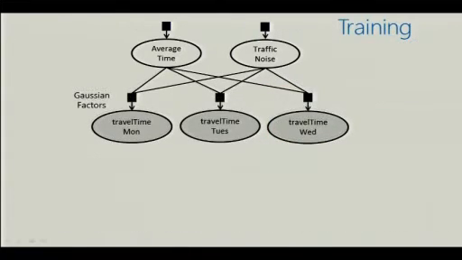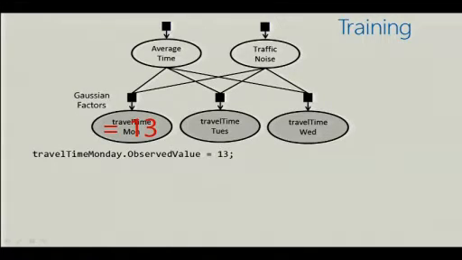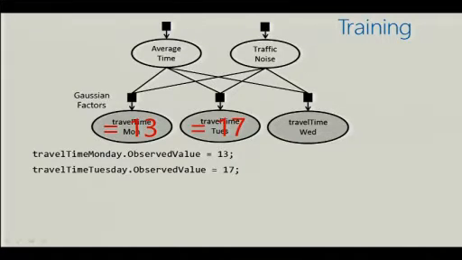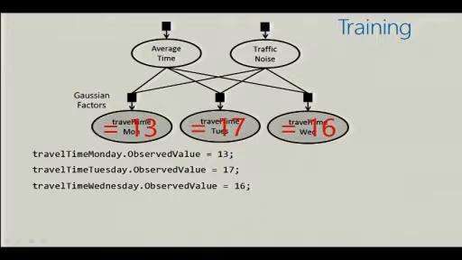Now that we have a model, we can train it. So we know that on Monday it took 13 minutes. And so we say travel time Monday is now no longer random, it's an observed value of 13 minutes. And similarly, it took 17 minutes on Tuesday and 16 minutes on Wednesday. So here's our training set. And ideally, you would do this over many, many more data points, but for the sake of the slide, there are 3.